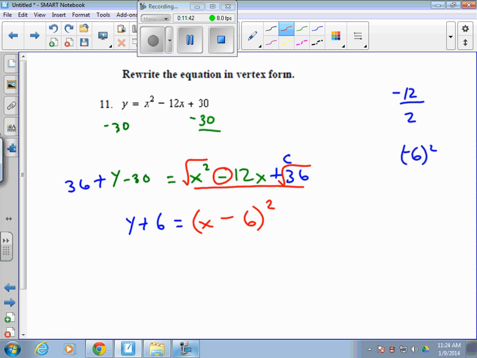So now we have one more step to create vertex form. We want it to say y all by itself. So get plus 6 away from the left side. Subtract it on the right side. And y equals x minus 6 squared minus 6.